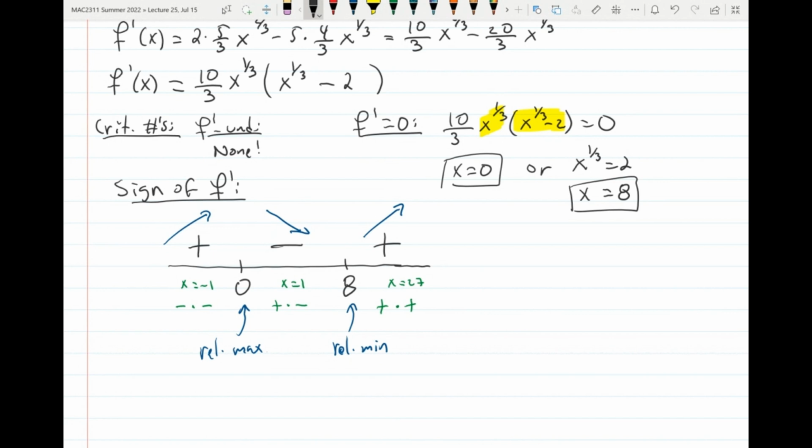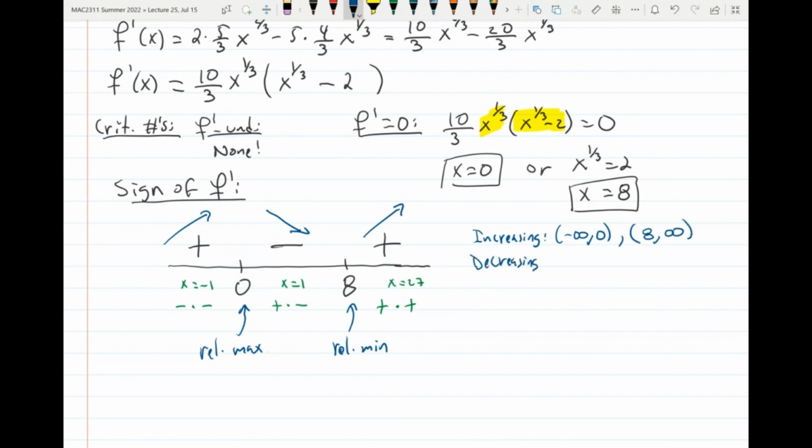Okay, so they are going to go to my blue boxes. I'm going to record here also the monotony. So increasing, that will be from negative infinity to 0, then also from 8 to positive infinity.